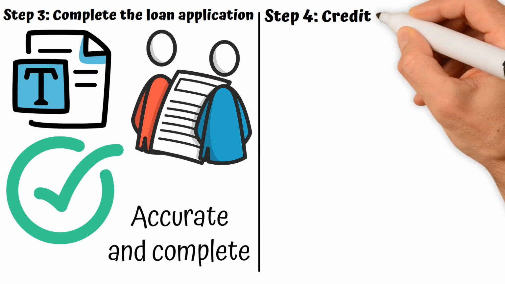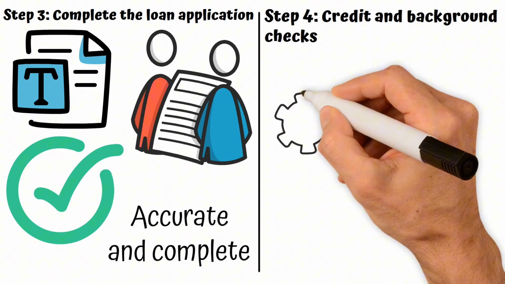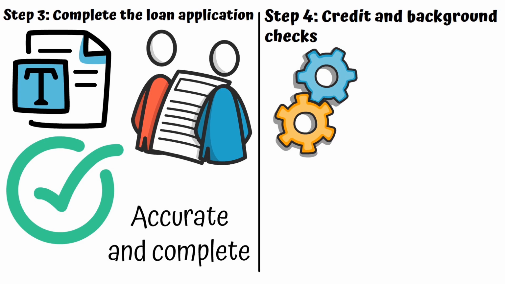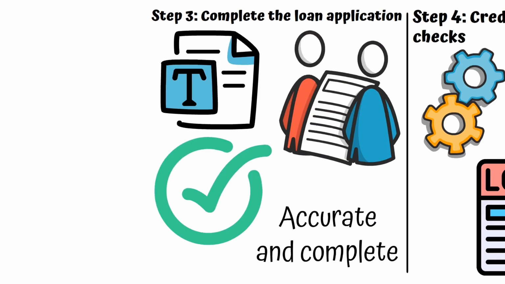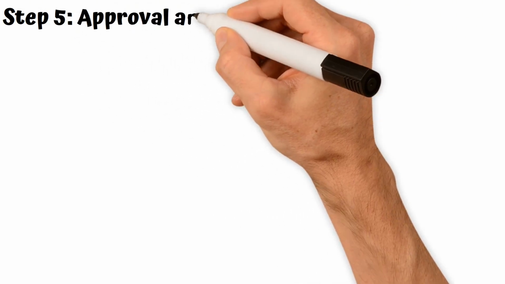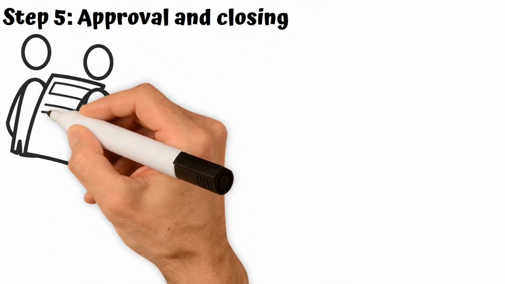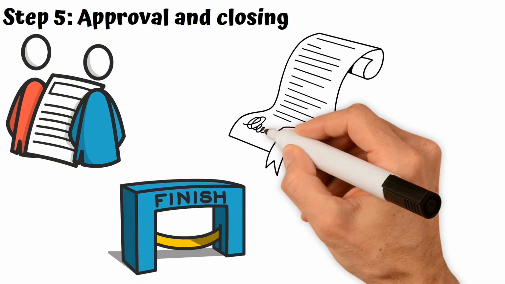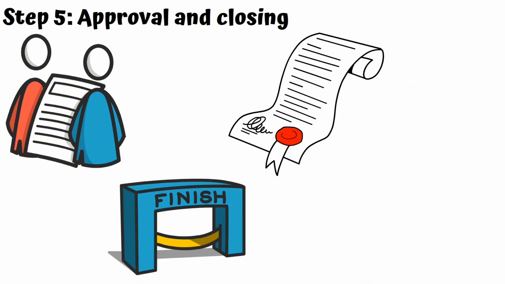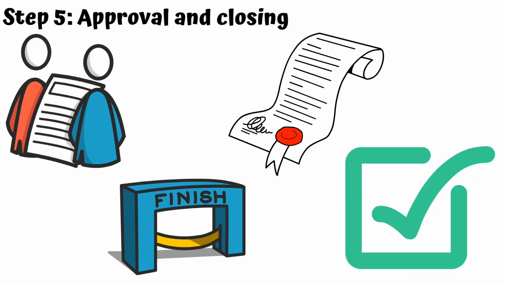Step 4. Credit and background checks. The lender will run credit and background checks to determine your financial stability and assess your ability to assume the loan. Step 5. Approval and closing. If the lender approves your loan assumption, you can proceed to the closing stage, where all necessary agreements will be signed and the ownership will be transferred.